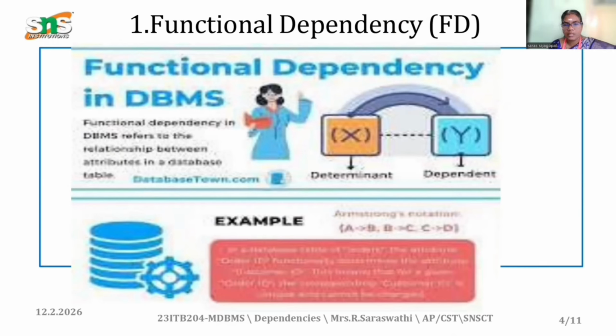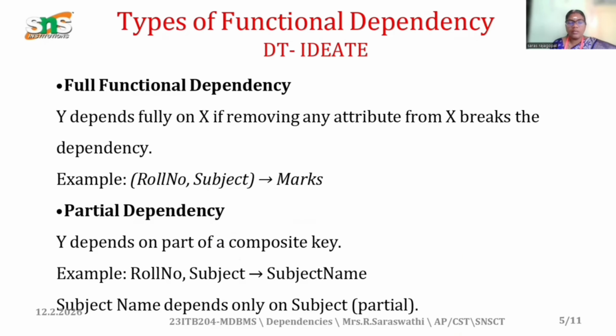If X is a determinant and Y is another dependent, then X goes to Y. Full functional dependency and partial functional dependency are the two types of functional dependency. The first is fully functional, the second is partial functional, and then there is transitive dependency.